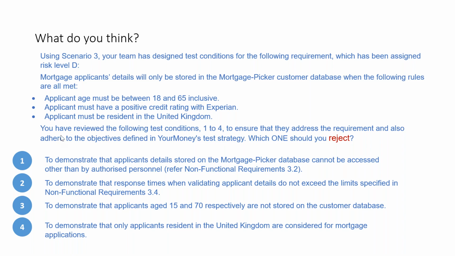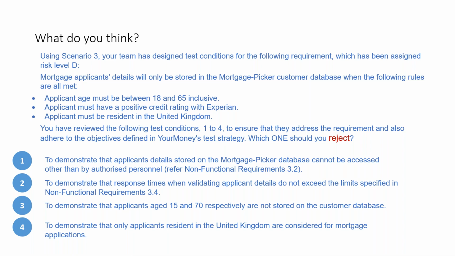Okay. Now you have reviewed the following test conditions 1 to 4. These are the 1 to 4 test conditions. It came to you as test manager for review by your team. The team has completed and gave it for your review, and you have to ensure that they address the requirement and also adhere to the objectives defined in your test strategy. So test strategy, risk level D, whatever they asked, we have to think about it. Which one will you reject out of these 4 test conditions, given your test strategy? Which one will you reject? Okay, that is the thing.